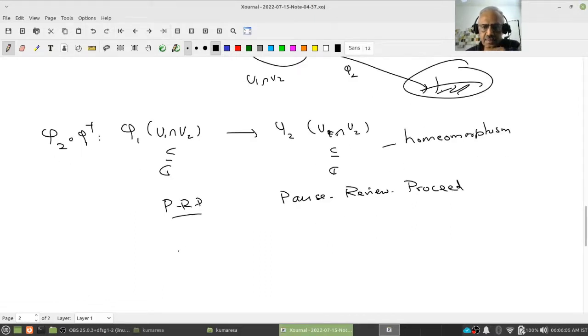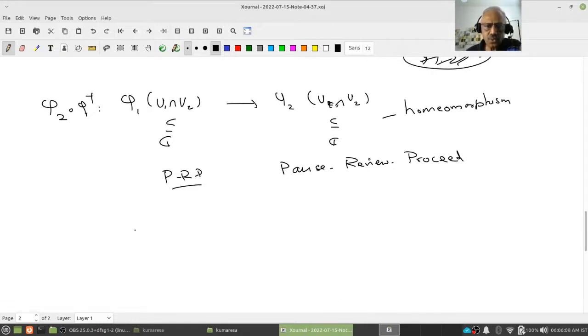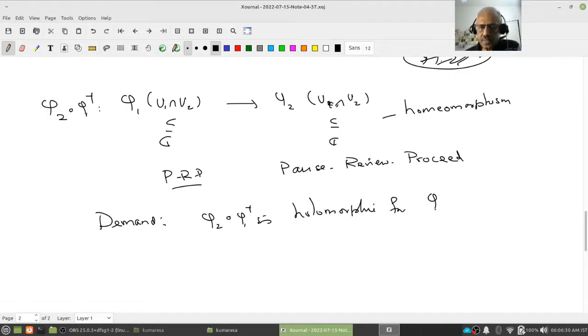Right. So now notice that it's a map from an open set in C to an open set in C. Suppose we demand that phi 2 composite phi 1 inverse is holomorphic, from the set phi 1 of u1 intersection u2 to phi 2 of u1 intersection u2. Actually it is to C, but it takes values only here. You understand?